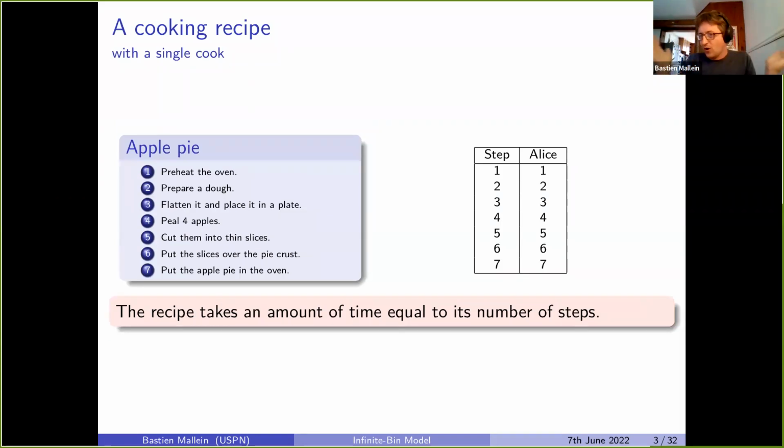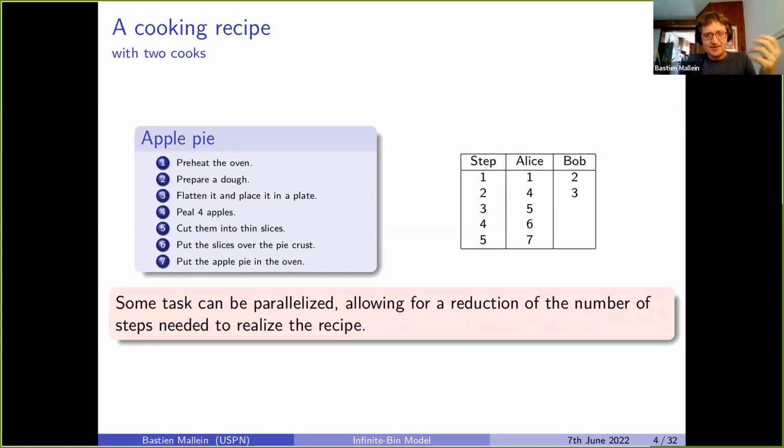If we just have one cook, then the number of steps needed is exactly the same as the number of steps in the recipe. So Alice will come and will do every step one at a time. If a second cook comes, then you can start dividing and parallelizing the work. For example, while Alice is preparing the dough, Bob will start preparing the apples, or the opposite. And so you can reduce the total number of steps needed to realize your recipe, right? And you can bring more and more cooks, and by adding cooks, you can reduce again the amount of time needed.